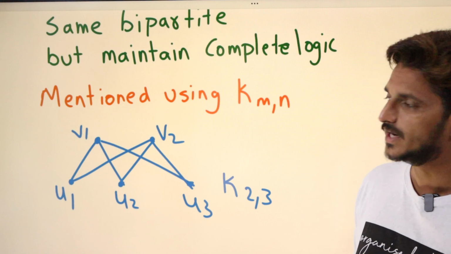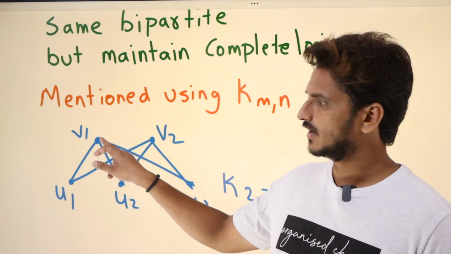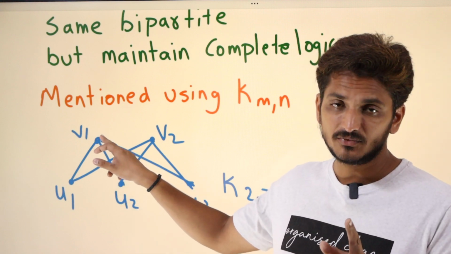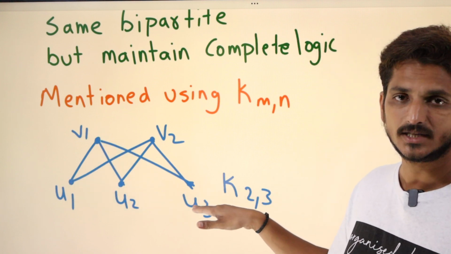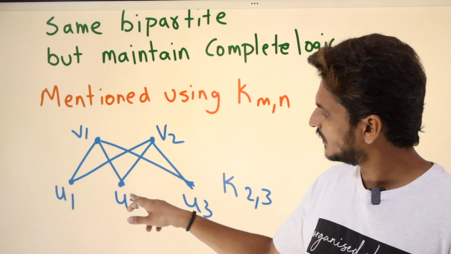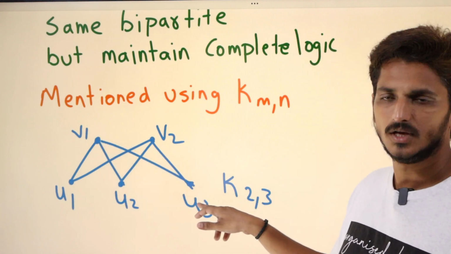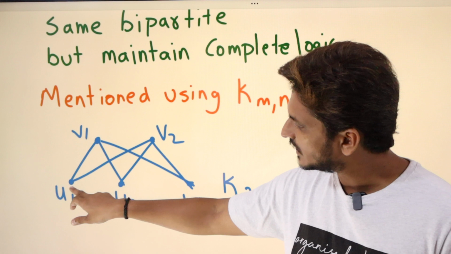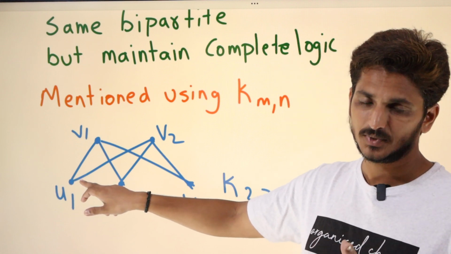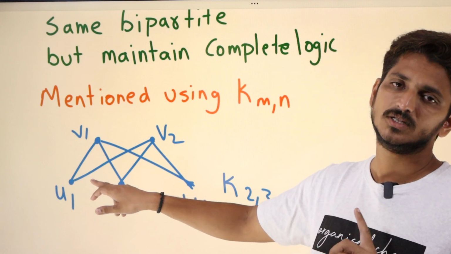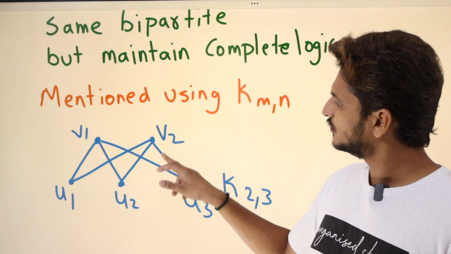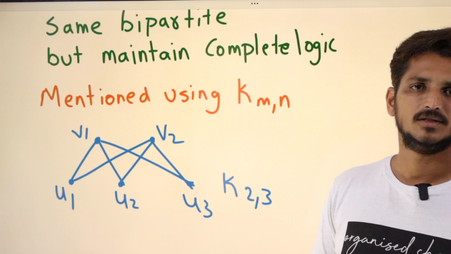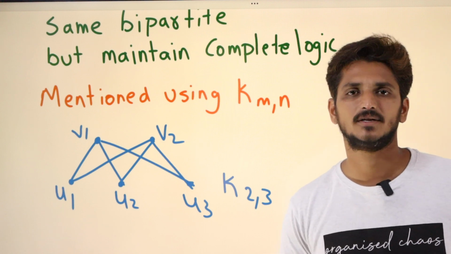What do we mean by complete? You take V1. V1 should have an edge to all the vertices in U, the second set. V1 U1, V1 U2, V1 U3. Similarly, V2 should have an edge to all the vertices in the second set. V2 U1, V2 U2, V2 U3. Then this is a complete bipartite graph.